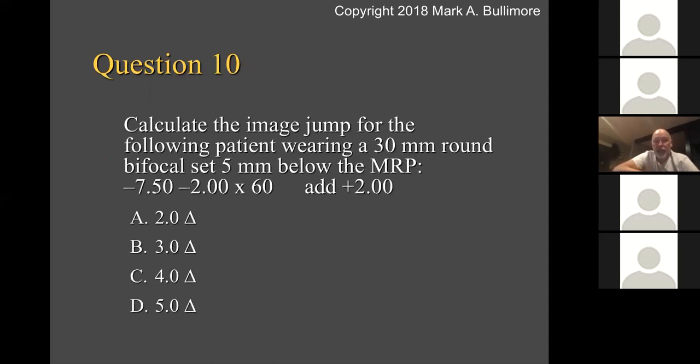So here's an easy problem to start with. We've got to calculate the image jump for a following patient. We're in a 30mm round bifocal that's set 5mm below the reference point. Okay, so think about that one.